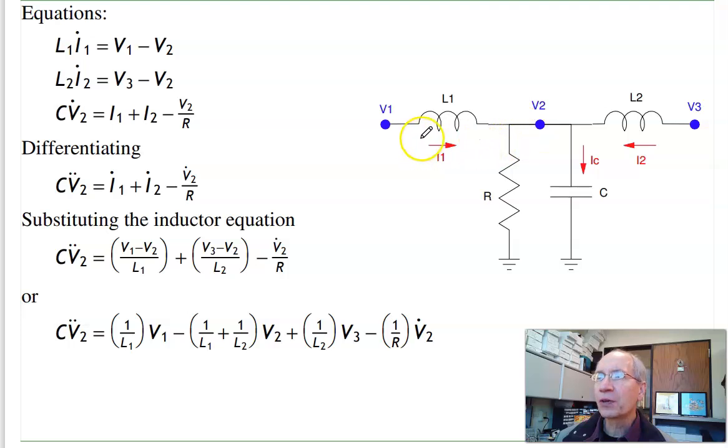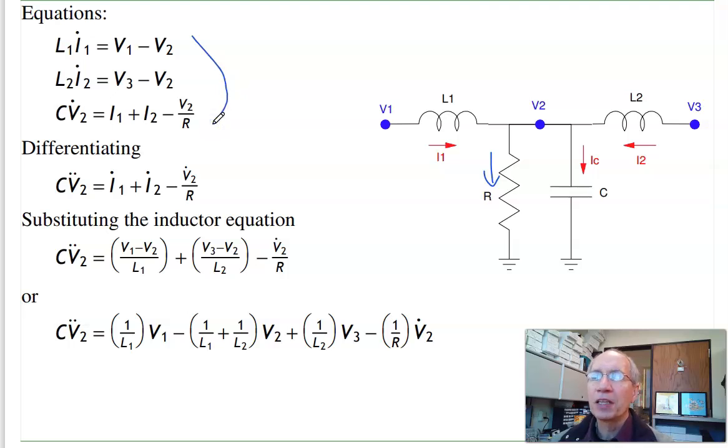The trick is for inductors, the voltage across an inductor is L di/dt. For a capacitor, the current to a capacitor is C dV/dt. So the basic equations are the voltage V1 minus V2 is L di/dt, V3 minus V2 is L di/dt, and for the capacitor, IC is C dV/dt. IC is I1 plus I2 minus this current, minus V2 over R. So those are the basic equations.